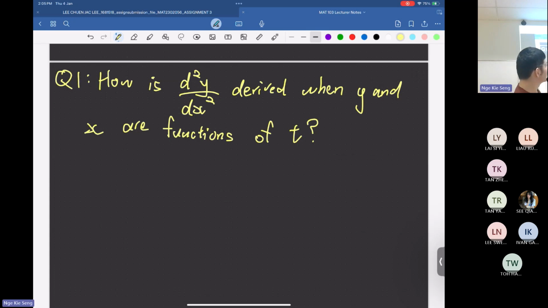Online also can react or talk. Open your mic or open your camera. We want to see you. Open your camera. Online people, we want to see you.